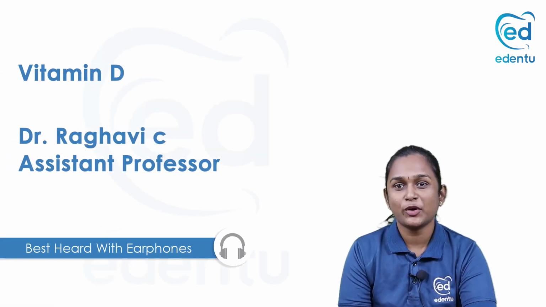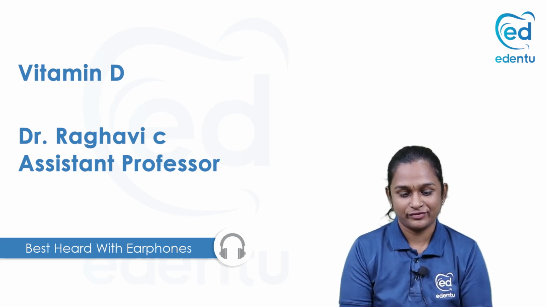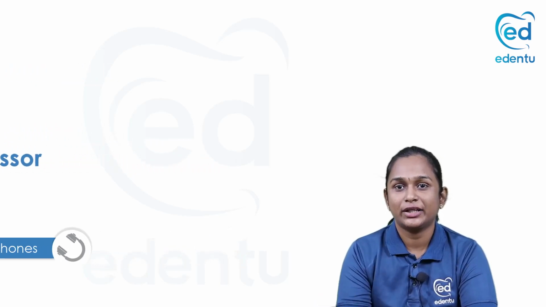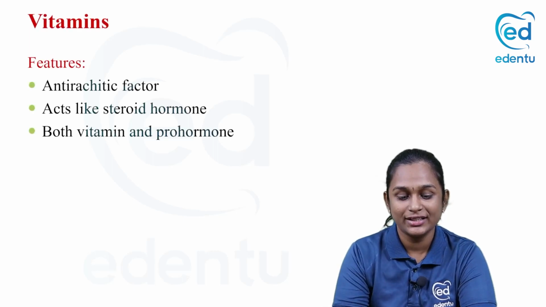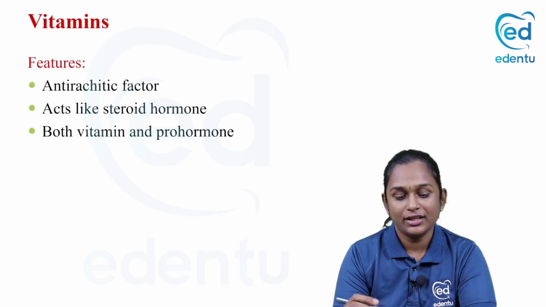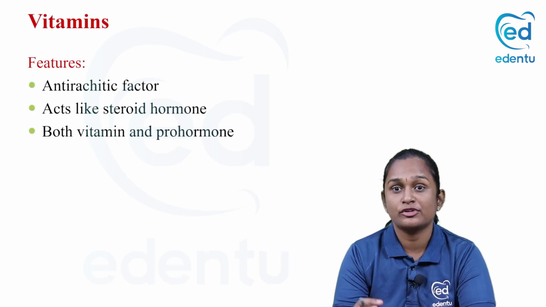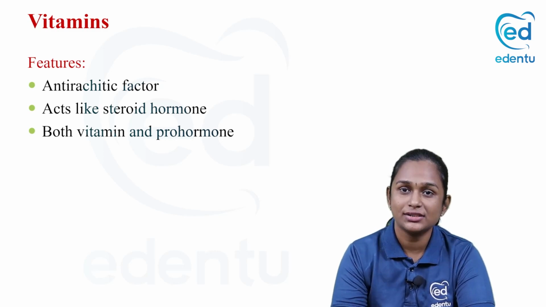Hello everyone, today's topic is vitamin D. So what are the features of vitamin D? It is otherwise called anti-rachitic factor. It acts like a steroid hormone. So it is not only a vitamin, it is a hormone.